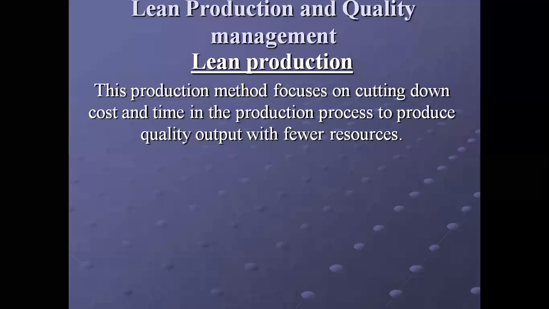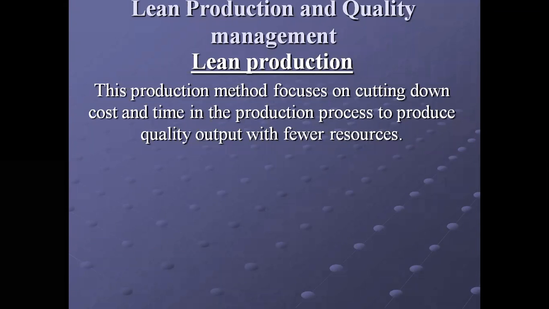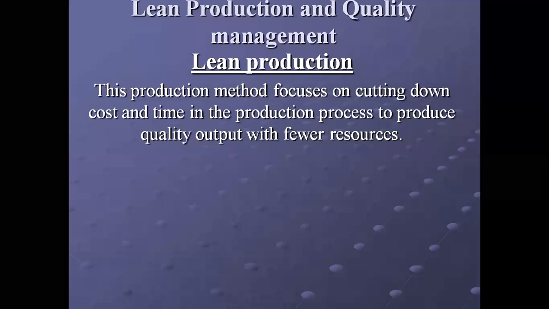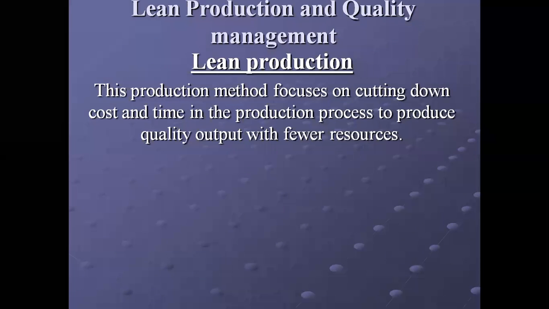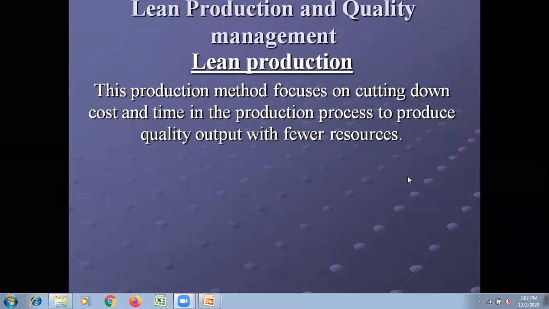Shahdev, listen. Lean production is a concept in which your focus is to cut down cost and time involved in the production process. Whatever you do, because we will study in this chapter various methods to achieve lean production, if you are able to reduce the cost involved in the production process and the time taken by the workers to produce certain items, we say that the business is able to achieve lean production.